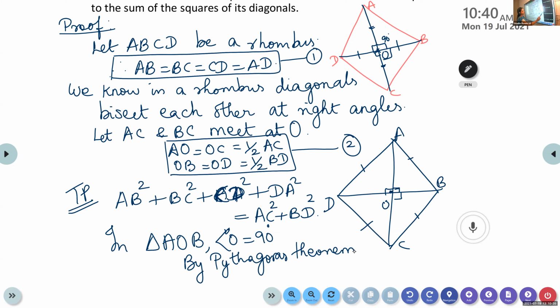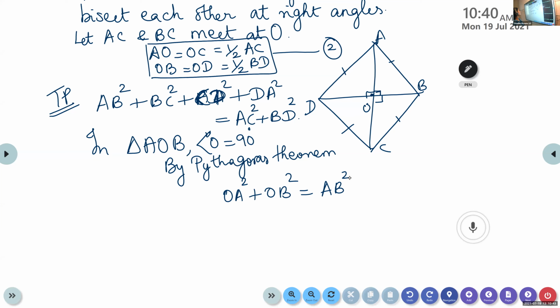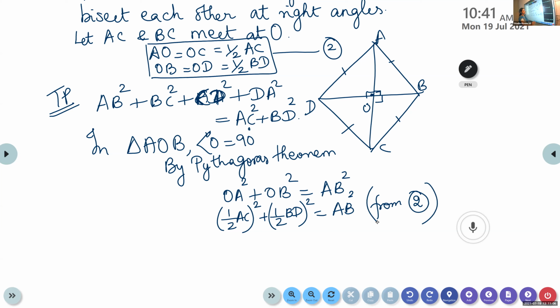In the beginning, we wrote that OA is equal to half AC. So I am writing here (half AC) the whole square plus OB, which is half BD, the whole square, equal to AB square. We are substituting this from equation 2: (half AC) square plus (half BD) square is equal to AB square.